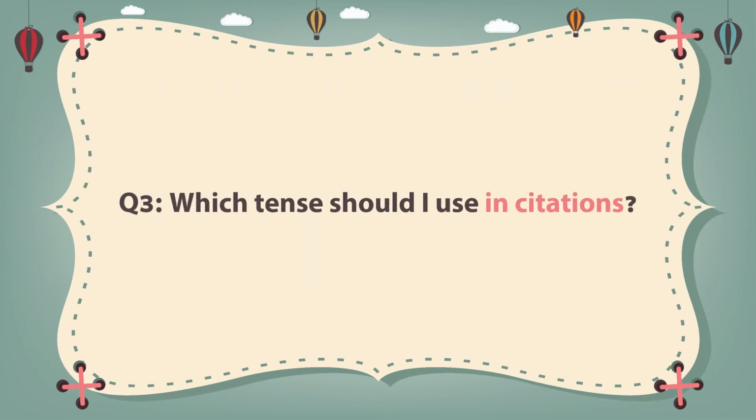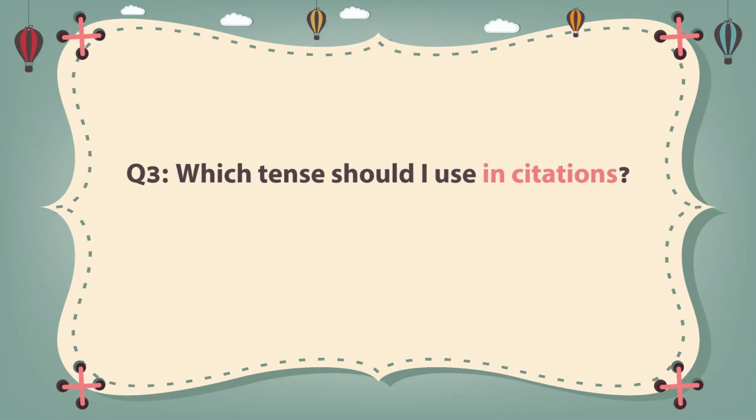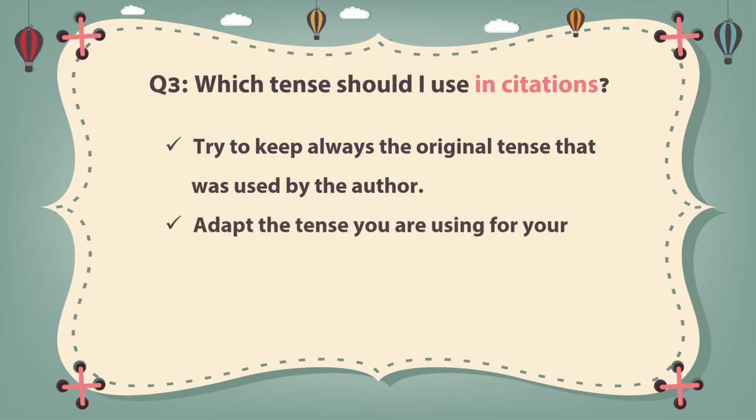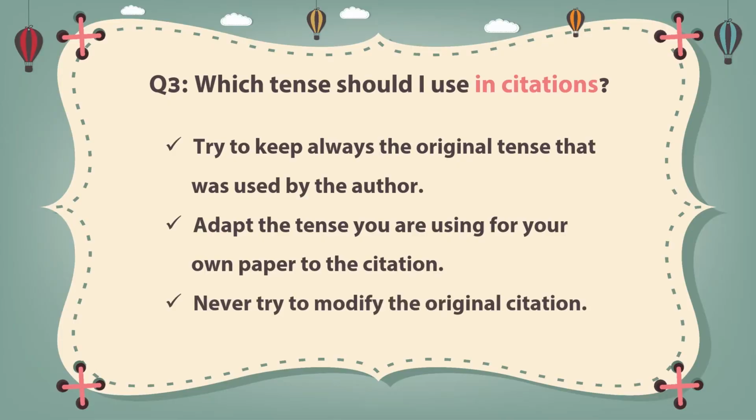So how about the citations? Which tense should I use with citations? You should try to always keep the original tense that was used by the author. Then what you must do is adapt the tense you are using for your own paper to the citation, but try never to modify the original citation. Oh, so now I know about the tense.